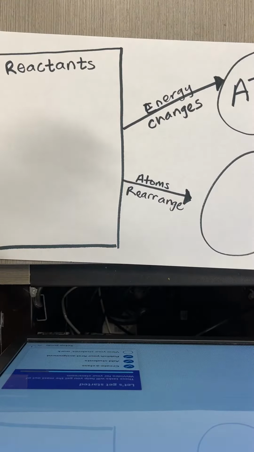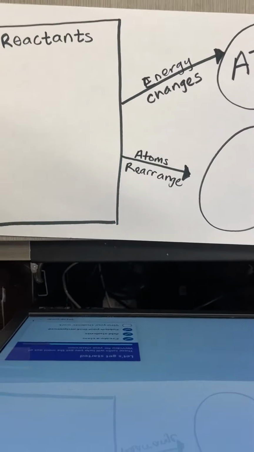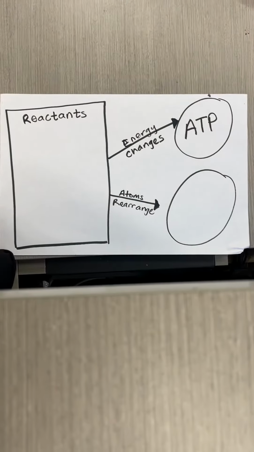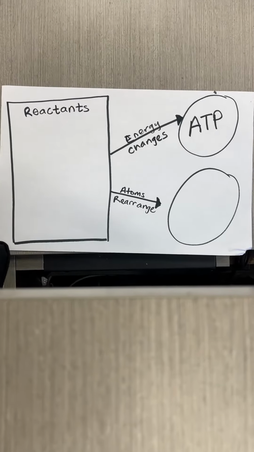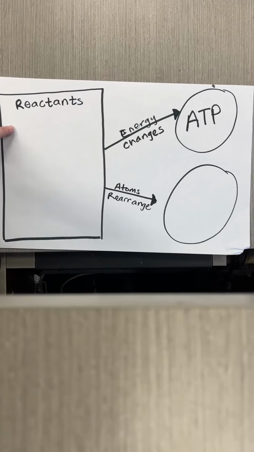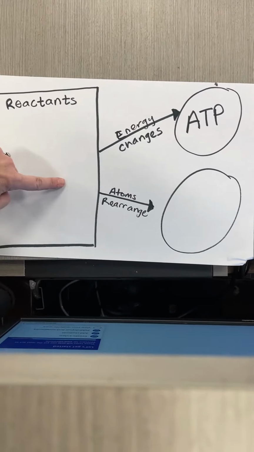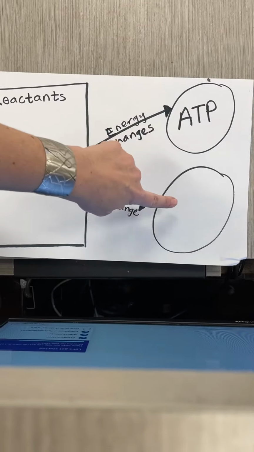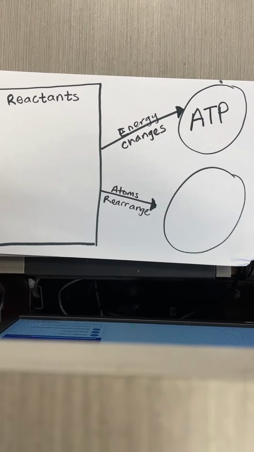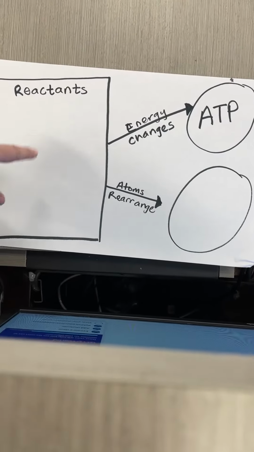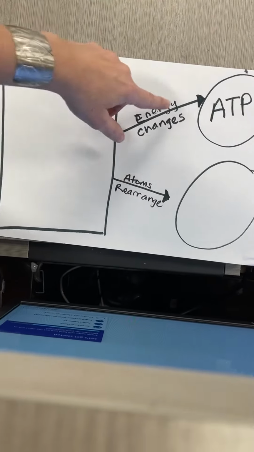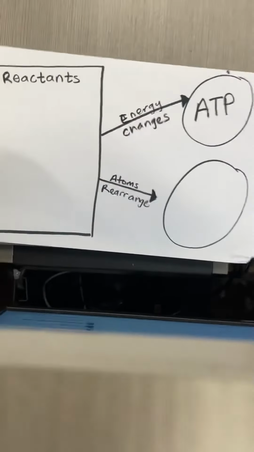So I'm going to have you guys take your mini poster paper and create a matrix that looks like this, or a mat, whatever you want to call it. Reactants on the left, energy changes into ATP, and the atoms change into this pool over here. Okay, so when you burn your food, you have two things that happen. The energy in your food changes and the atoms in your food change, and that's what this is hopefully going to show.